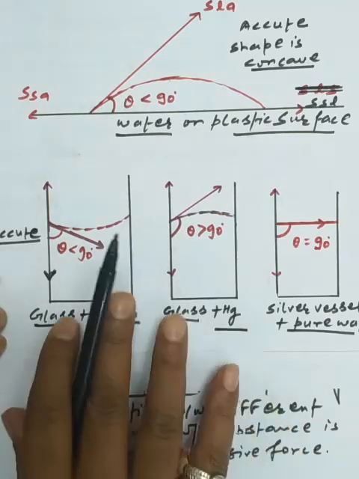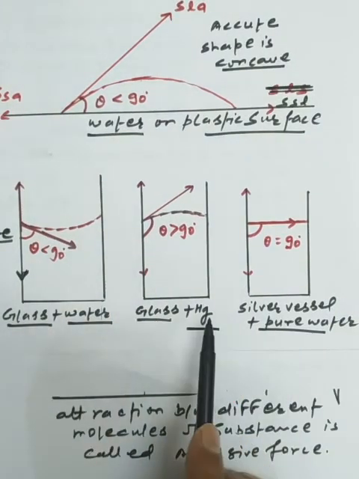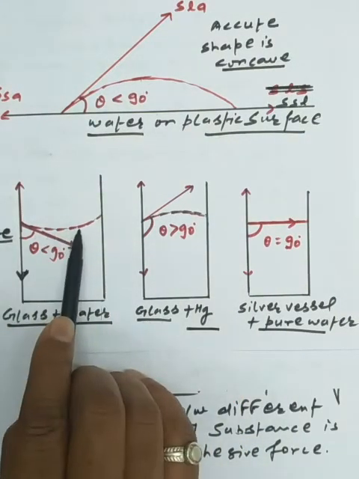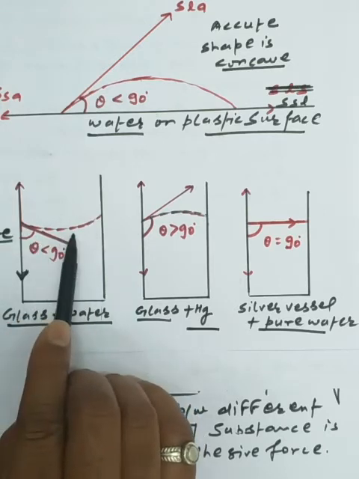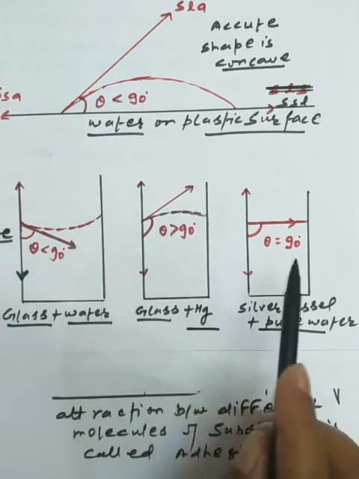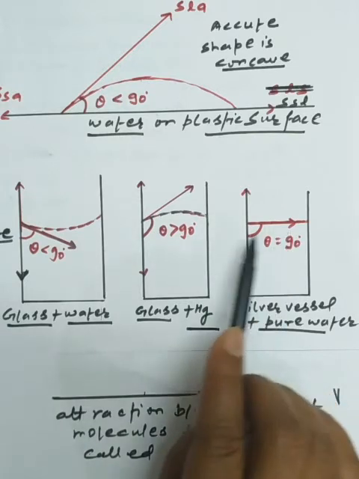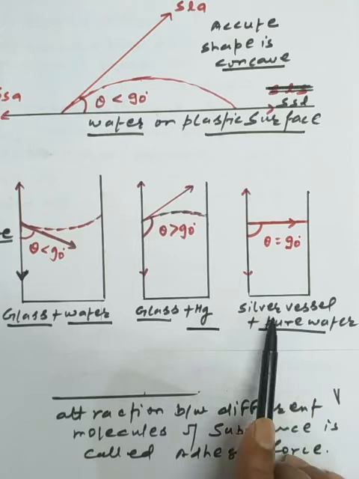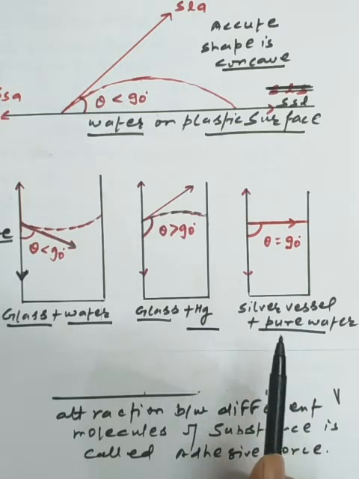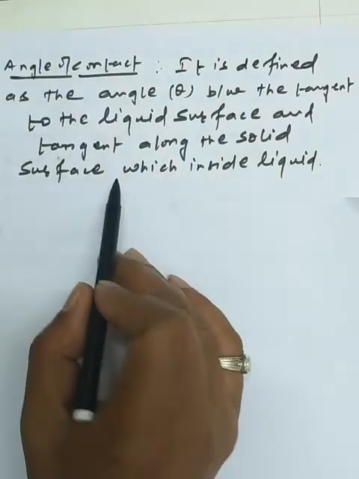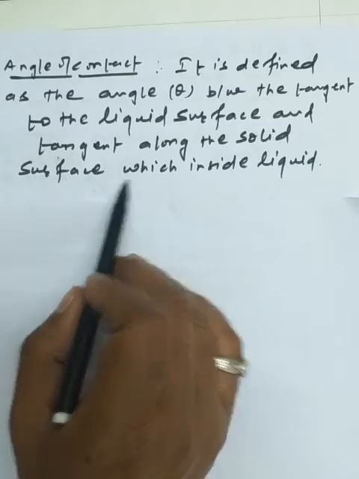This is also part of the angle of contact, as I take mercury in the glass. Here the liquid surface is curved: this is the concave meniscus, this is the convex meniscus, and this is the plane surface of the liquid, as when I pour pure water inside a silver vessel. So here we have got the basic idea of the angle of contact, and simply it is the angle between the tangent to the liquid surface and the tangent along the solid surface deep inside the liquid. So here I have added one definition in simpler words.